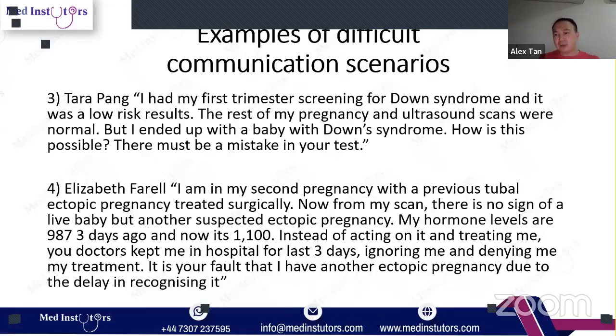The test itself is not the best, and we have done all the checks correctly. Along the checks, there were no signs to make us worried. At the end, having a Down syndrome baby is understandably upsetting, but we will support you.